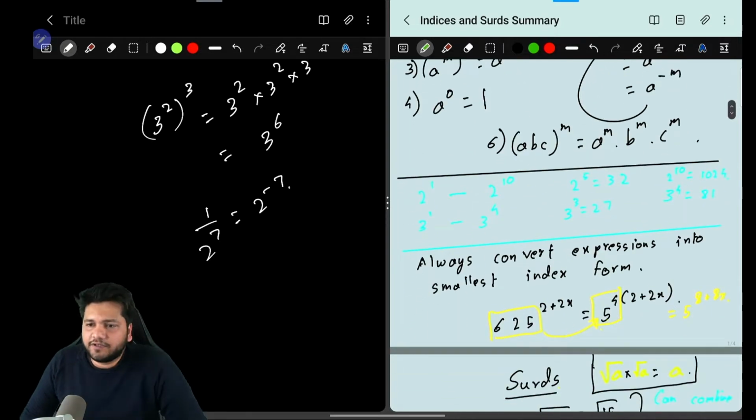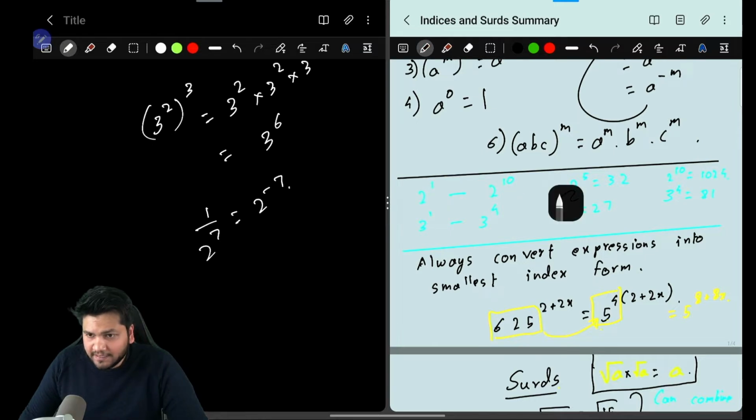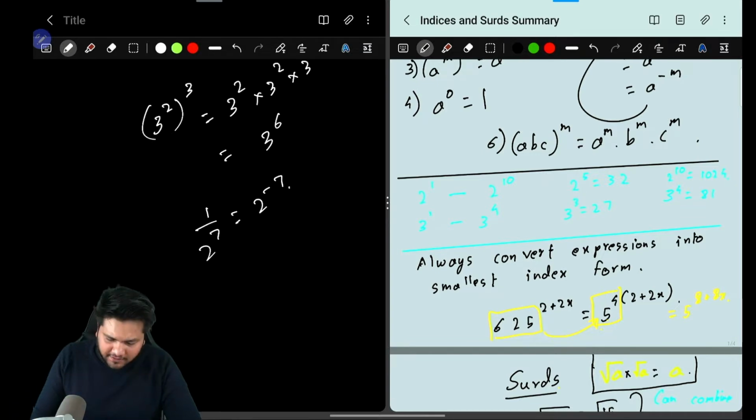There are certain things you need to learn. That is, it's not highlighted properly, but as you can see, 2 to the power of 1 to 2 to the power of 10. That's what I want you to learn so that it will be easier for you to solve the problems. And for that matter, even if we have 3 to the power of 1 to 3 to the power of 4, that also you can learn. And 3 cube, 3 to the power of 4, whatever, these things you need to learn.